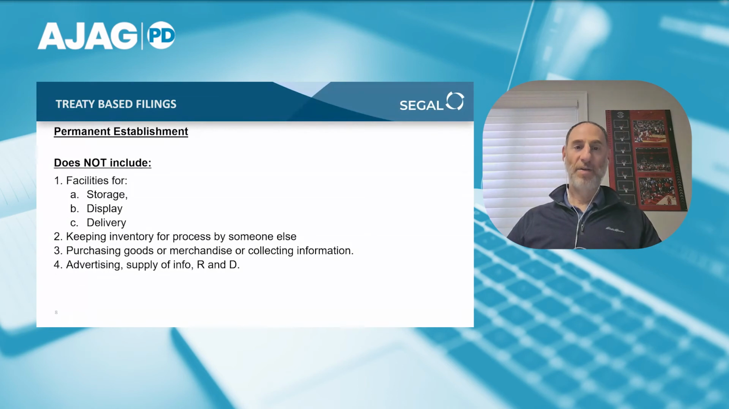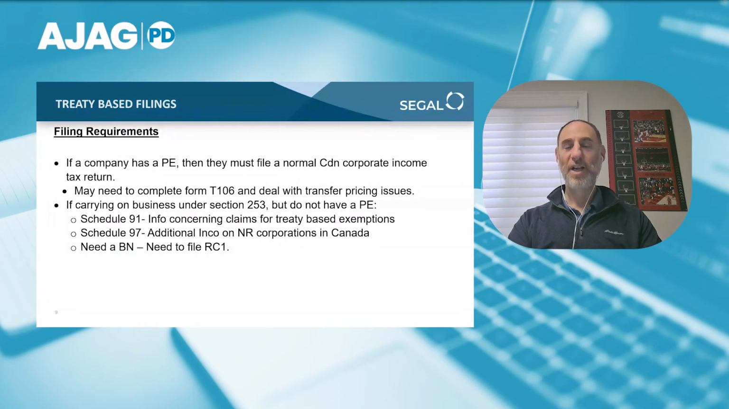Okay? Now, if at the end of the day we have decided that it is a permanent establishment, what do we have to file in Canada? If a foreign company does have a permanent establishment in Canada, then they have to file a Canadian tax return, just like every other Canadian resident taxpayer. And you also might have to file a T-106, which is a big deal when you're dealing with transfer pricing issues.